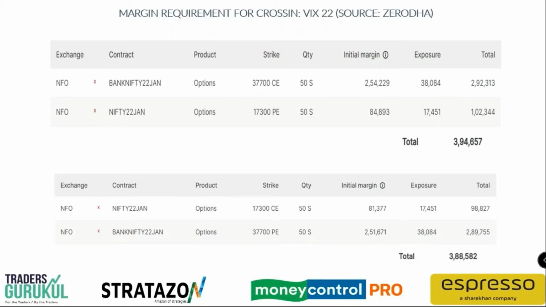So this is the margin requirement. I have just kept this slide for you guys. I have taken this from Zerodha. You can use any broker. For this, around 3,90,000 margin is being asked. So we are keeping the margin requirement as 4,50,000. For one set, we will keep 4,50,000 aside.